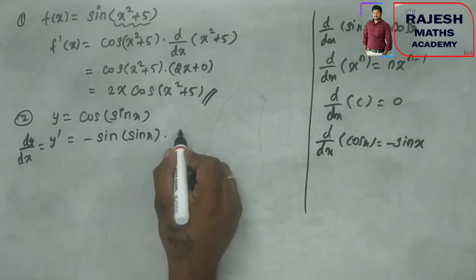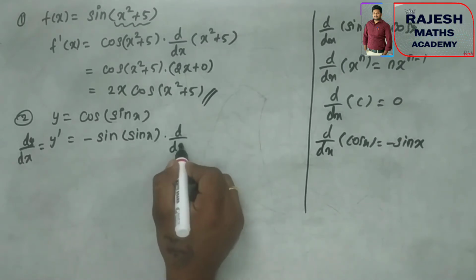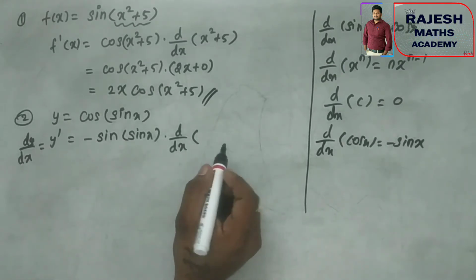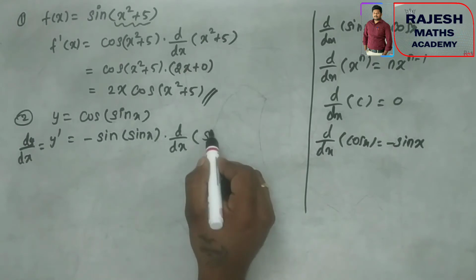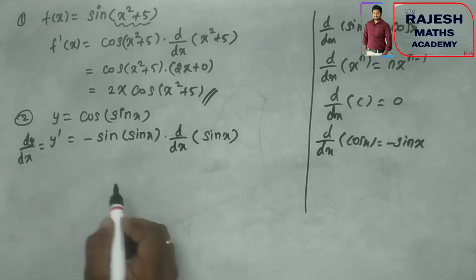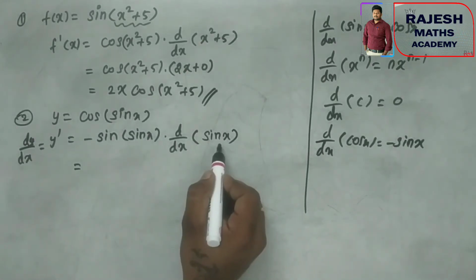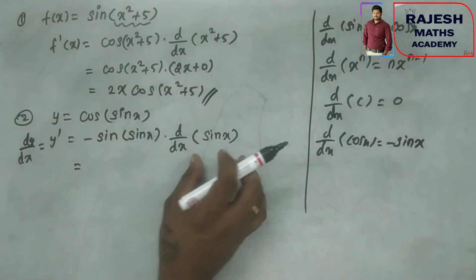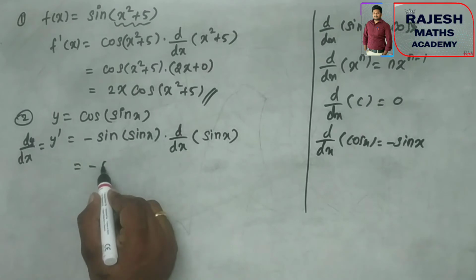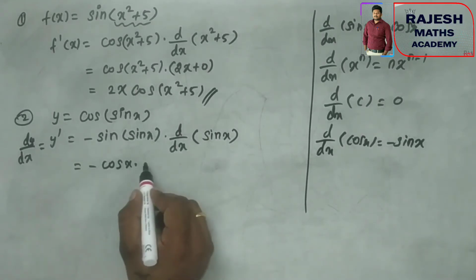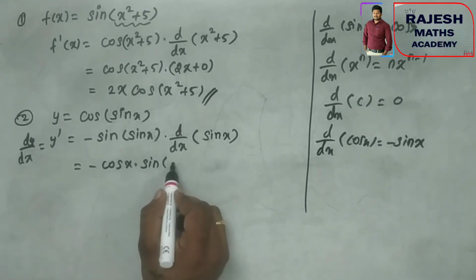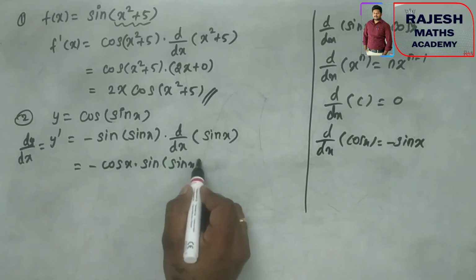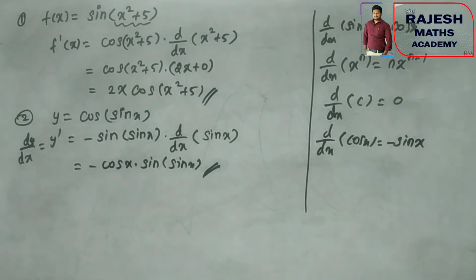Next, what do I need to do? What is in the place of x, that we have to differentiate and multiply. So the differentiation is d by dx of sin x. What is d by dx of sin x? That is cos x. d by dx of sin x equal to cos x, and I multiply that cos x with the earlier term. So minus of cos x into sin of sin x is the derivative of the given function.